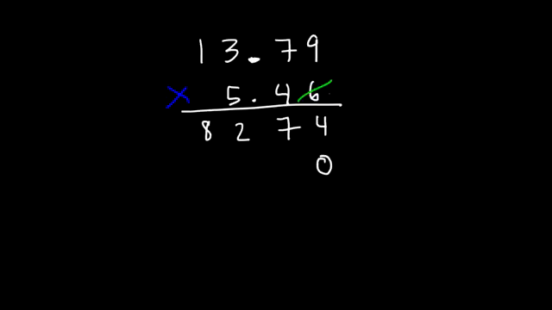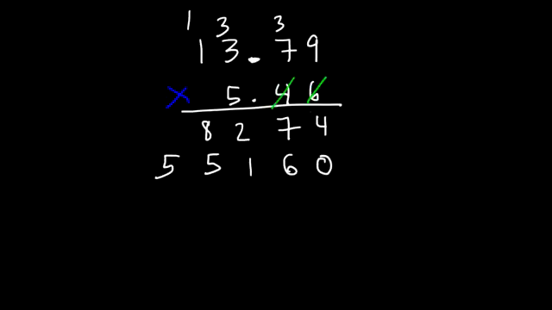So we're done with 6. Let's move on to 4. 4 times 9, that's 36. So let's add a 3. And then 4 times 7 is 28 plus 3. That's 31. So let's carry over the other 3. And then 3 times 4 is 12 plus 3. That's 15. So let's write 5 and carry over the 1. 1 times 4 is 4 plus 1. That's 5.